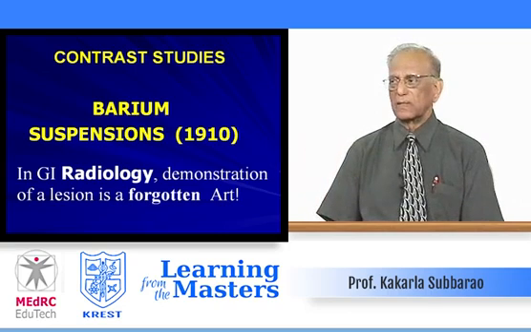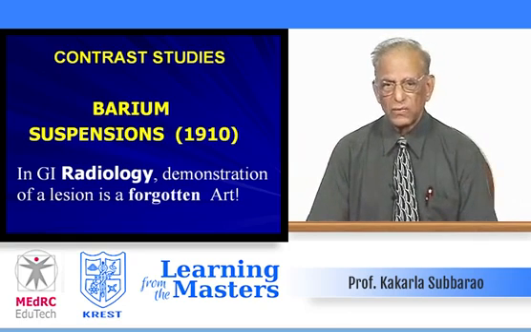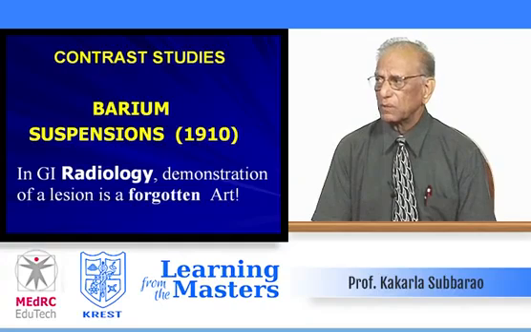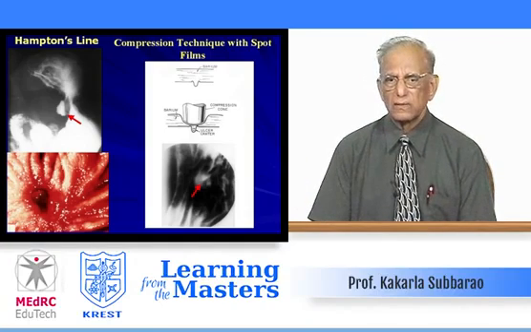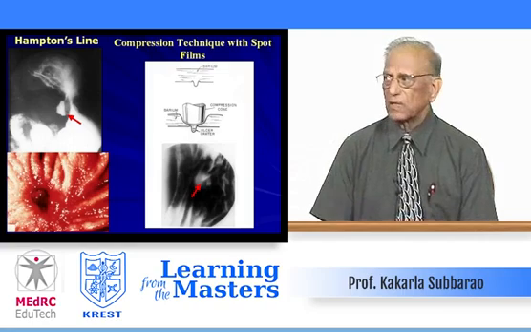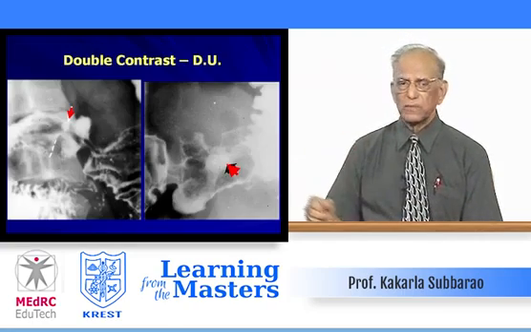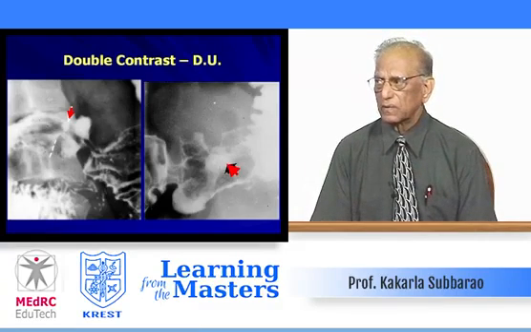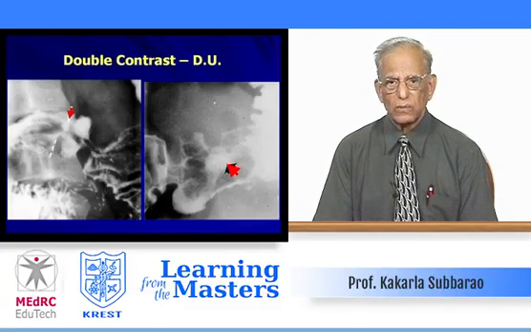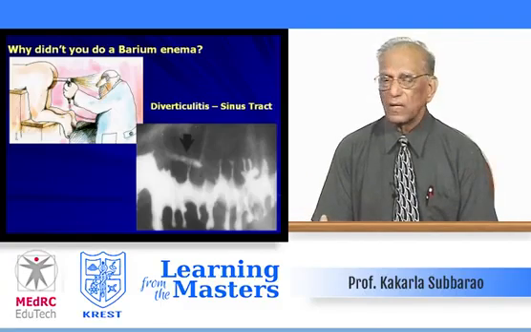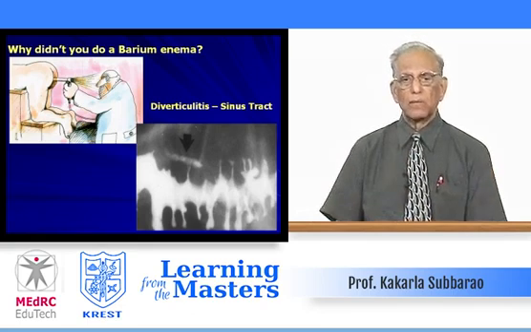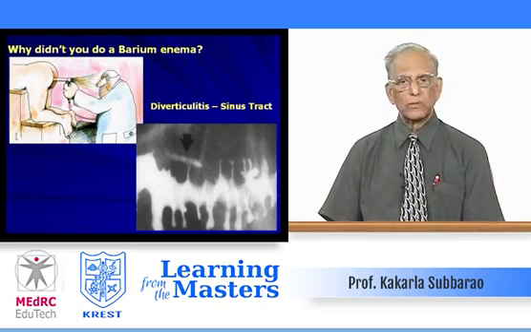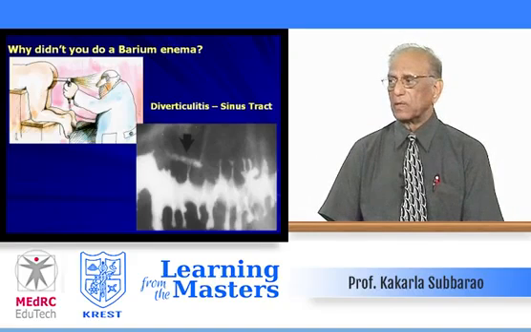Barium suspensions in 1910 in GI radiology, demonstration of a lesion, is now forgotten. Today we don't spend much time with barium meals, etc. Gastric ulcer with Hampton's line, protrusion of the niche outside, and compression techniques with spot films. Double contrast, even today sometimes we use double contrast, air and barium, to study the ulcers both in the stomach and the duodenum. And then endoscopy has come and stolen most of our barium series. Not many departments do barium meal studies or even colonic studies by barium enema.